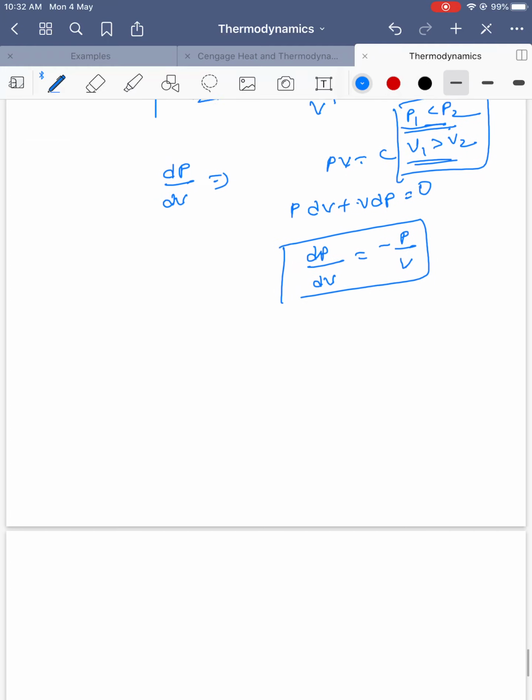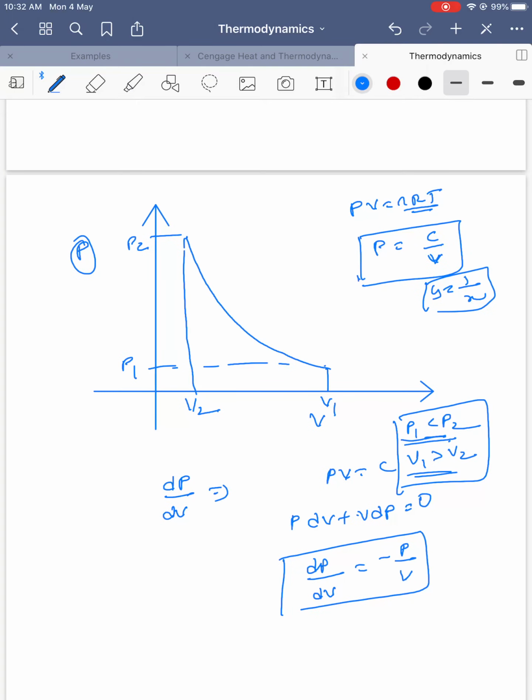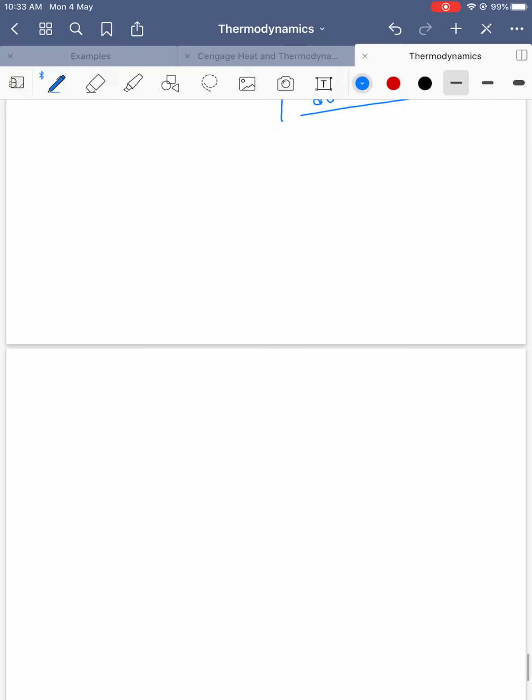Next, another graph for P versus V: the area under the curve is nothing but nRT ln V2 by V1 or nRT ln P1 by P2. This is the work done. So let's see another graph. Pressure versus volume is done. Let's see pressure versus temperature.